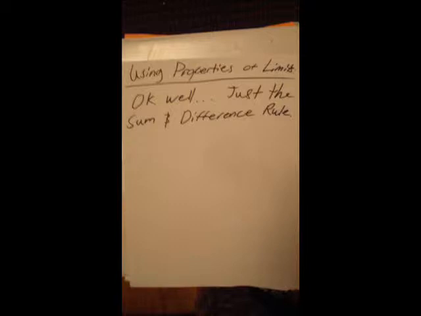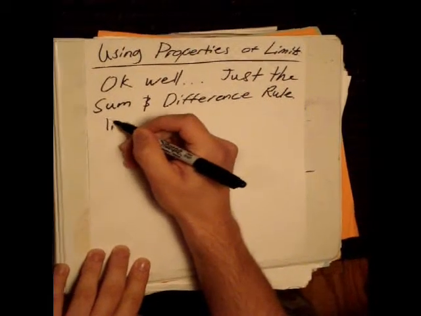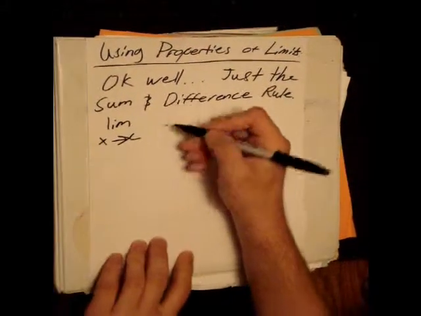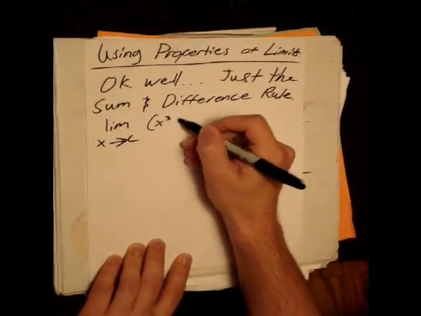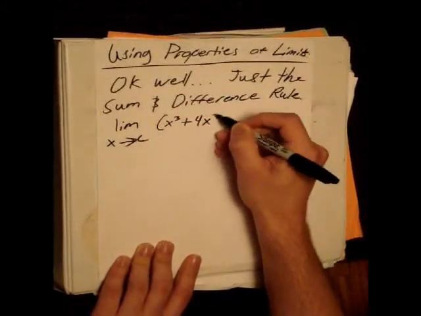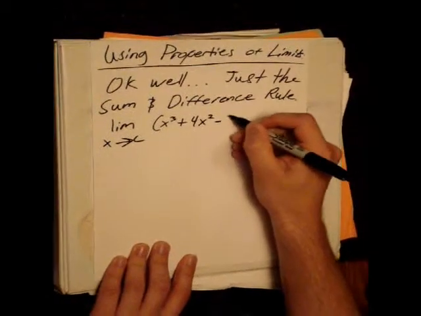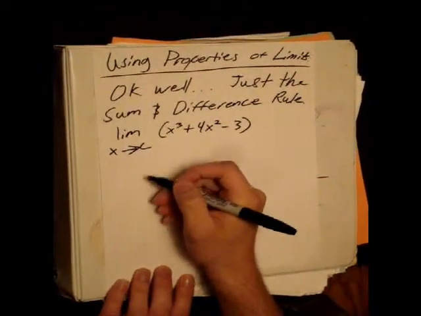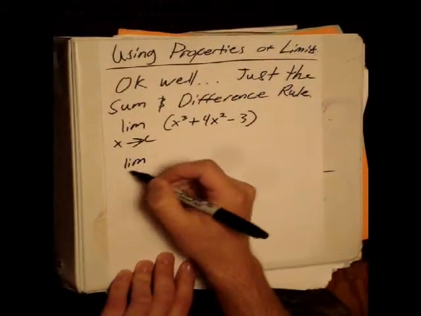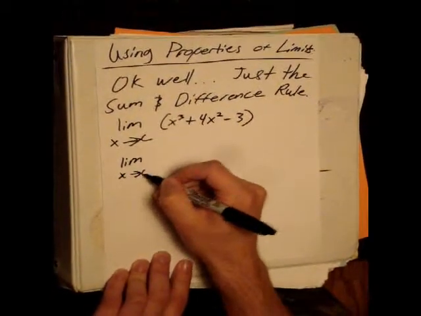Well, just the sum and difference rule, actually, because I didn't want to do them all. Sorry. Okay, so now we are going to use the sum and difference limit rule. We're going to plug in the equation x cubed plus 4x squared minus 3 as a limit as x approaches c. So instead of a number, we're going to use c because we're all technical.